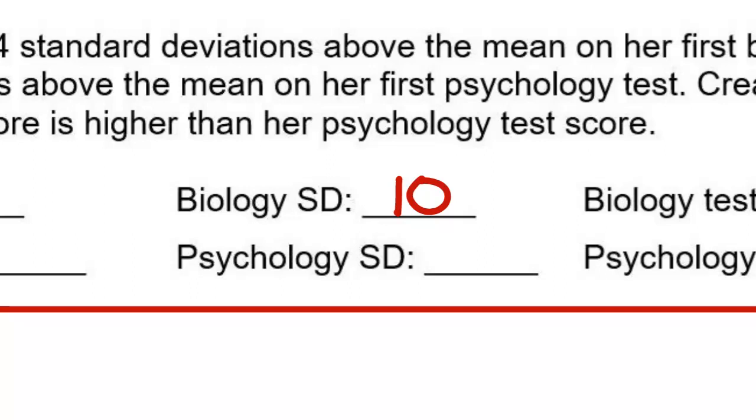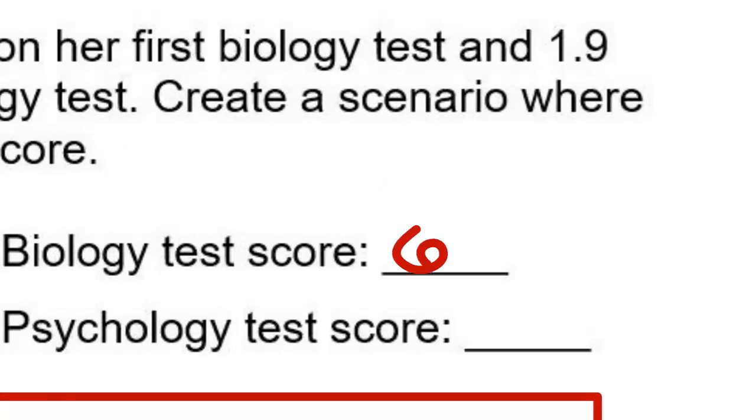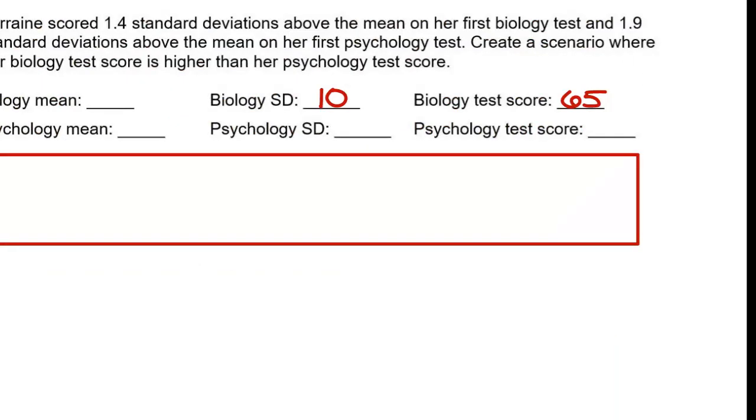We're going to put the biology test score here and the biology mean here. Remember, we want her biology test to be higher than her psychology test. How do you think she did on her biology test? Give me a number. What do you think she got? You put a 65 for her test score? She has to score lower on the psychology test. You said 65. Let's go with that. All right, if I put a 65 here, what would the mean have to be in order to force this to come out to be 1.4?